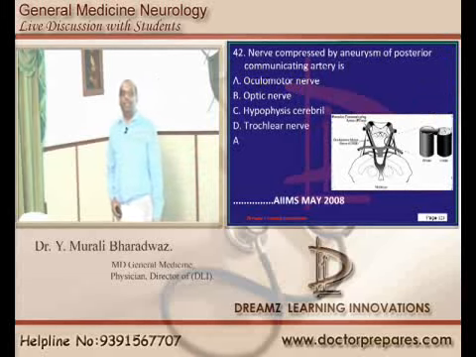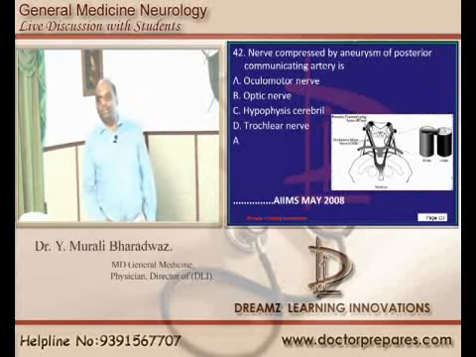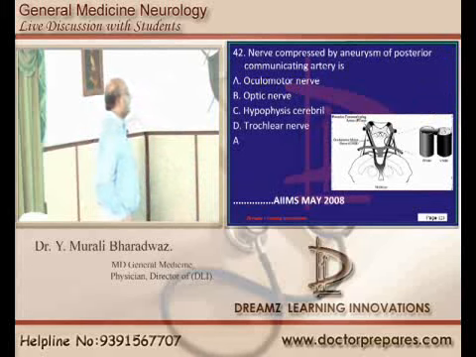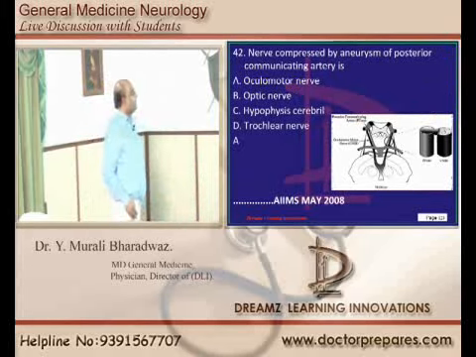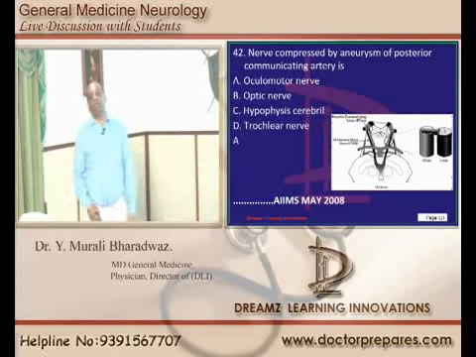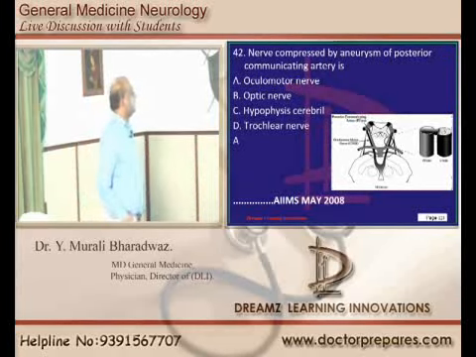Now comes the favorite aneurysm compression question. May 2008 of AIIMS. Which nerve is compressed by the posterior communicating artery? You are all masters now: the oculomotor nerve.